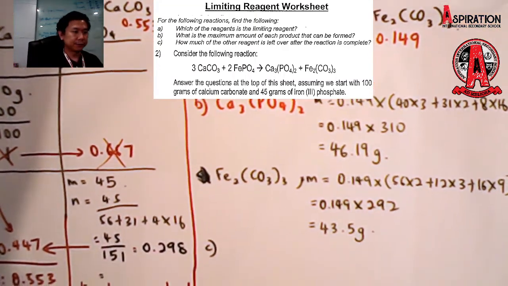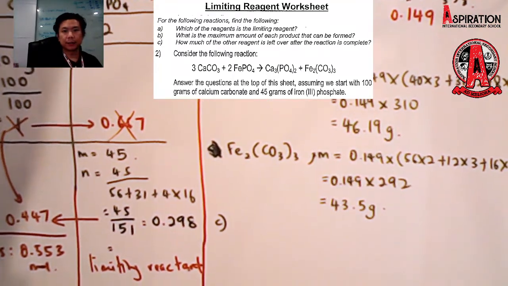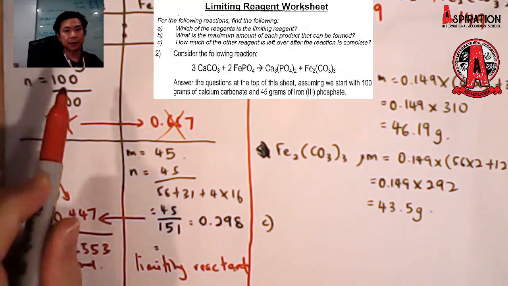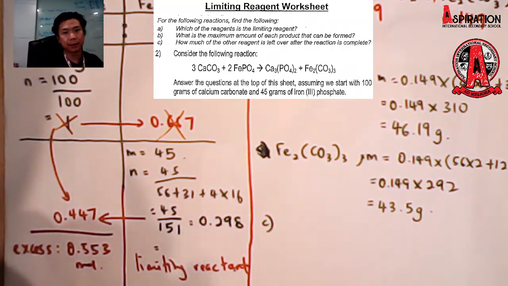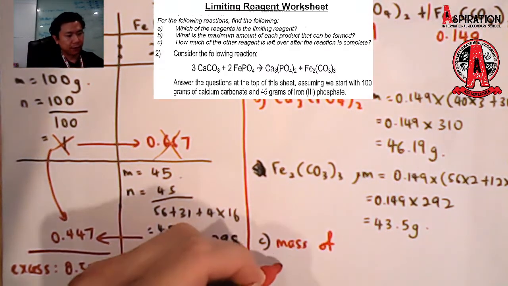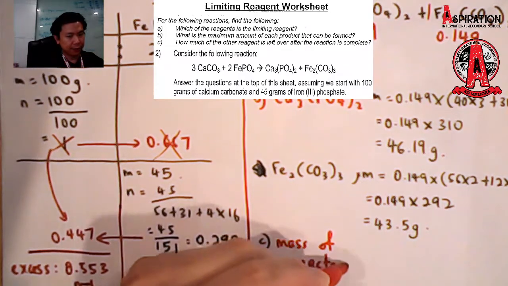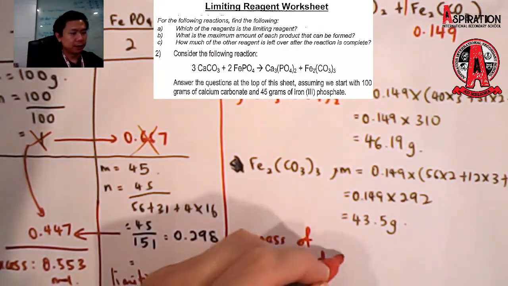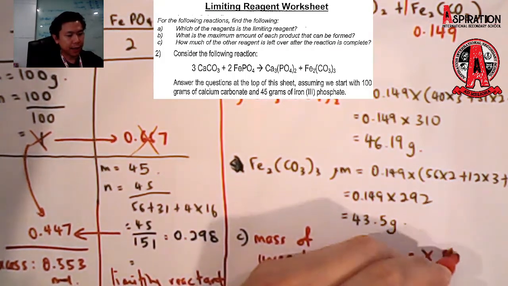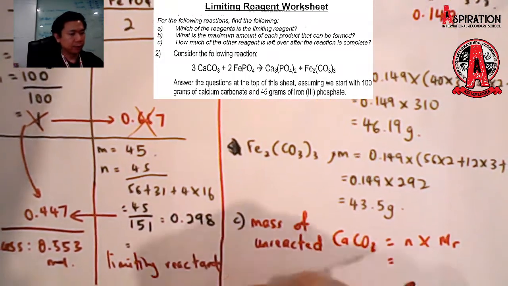For question C, it asks how much of the other reagent is left over, the excess reactant. How much is left over? Let's answer that now. If you remember, we have 0.553 moles of calcium carbonate that has not reacted, and we need to find the mass of unreacted calcium carbonate. So we take the moles times the MR.